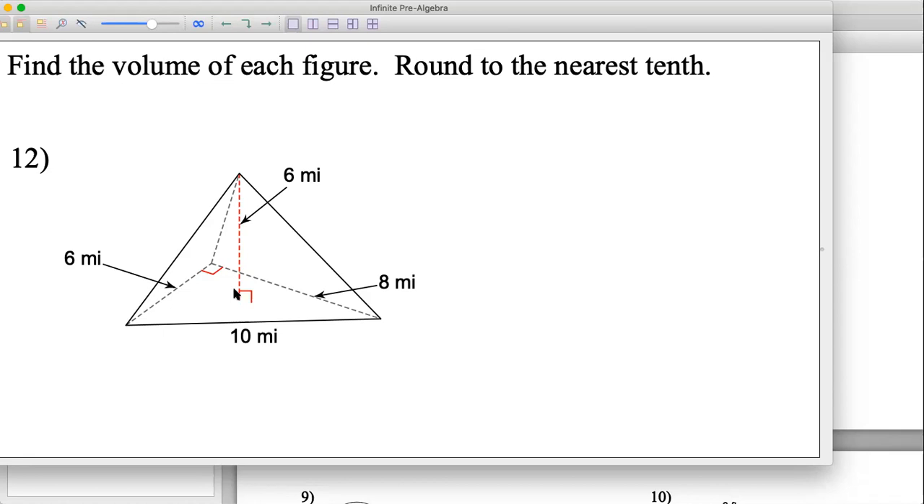Now we need how tall it is. How tall is it? Okay. And then it's all over. Do that math and you'll get the right answer. Does that make sense?